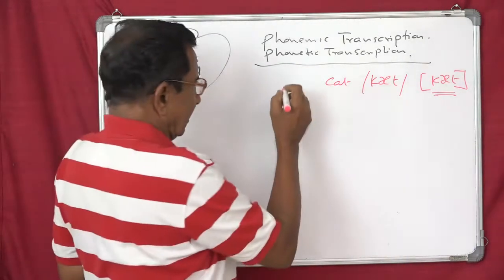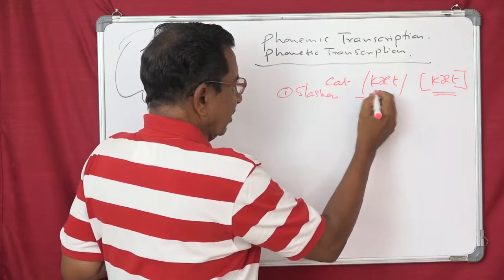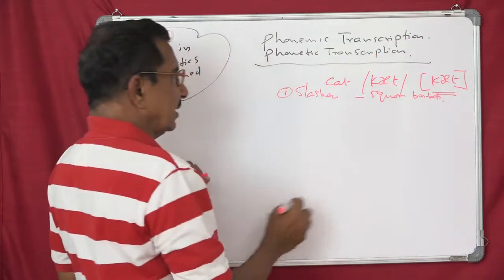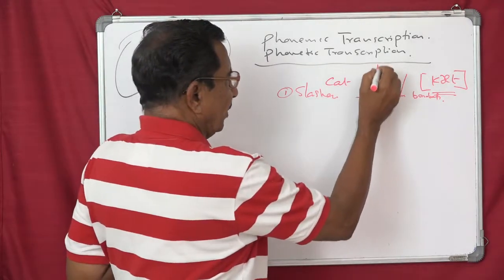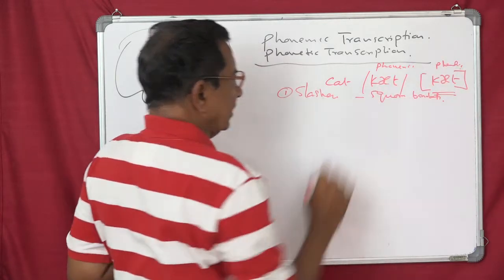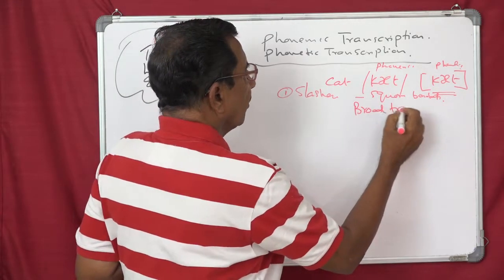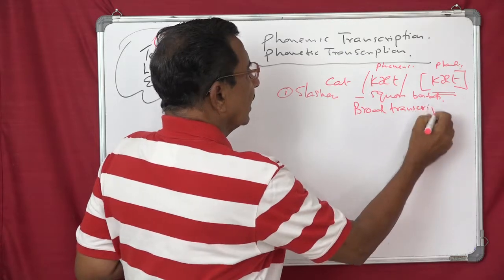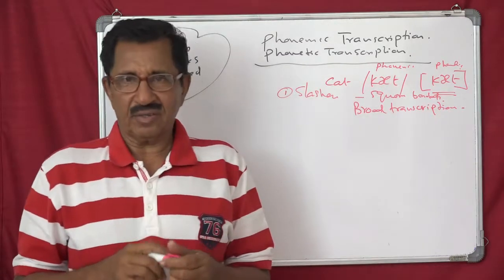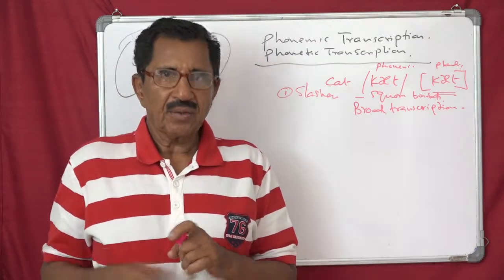Now this is the first difference. One is slanted slashes, the other is square brackets. And the second is this. This is phonemic. This is phonetic. And phonemic is called broad transcription, because it doesn't give any additional information about the sound, the qualities of the sound or physical characteristics of that sound. It is broad, we say.